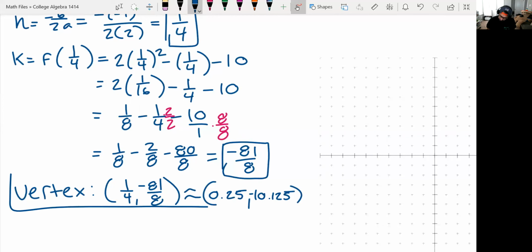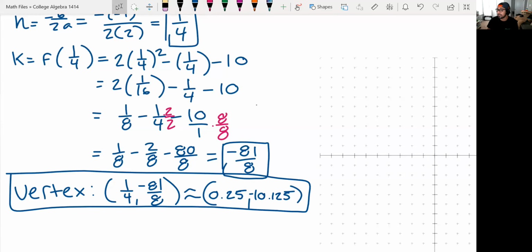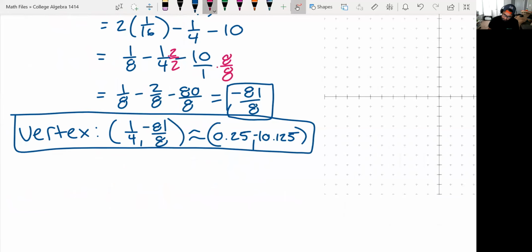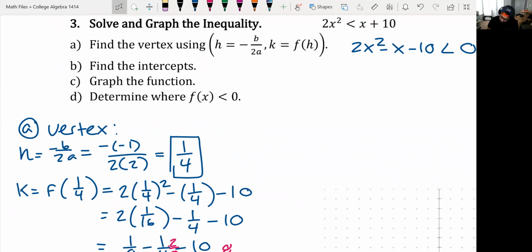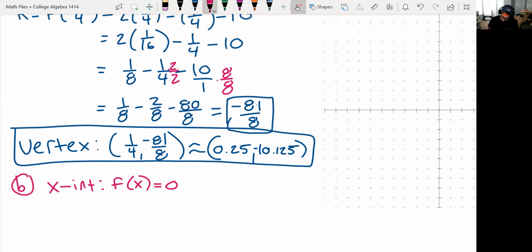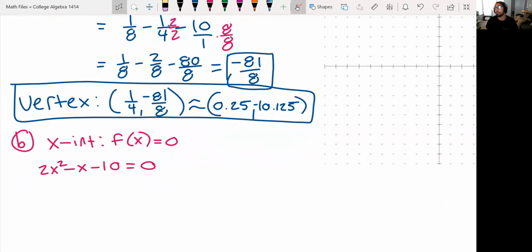Okay. There's vertex. Next is x-intercepts. Let's hope those are easy. And our function was 2x squared minus x minus 10. Well, there's one thing we can hope for: is this factorable? Oh boy.